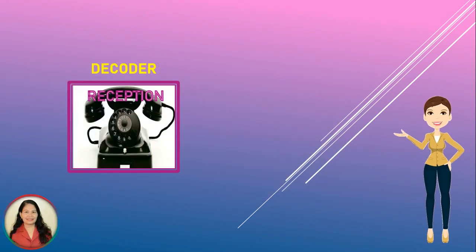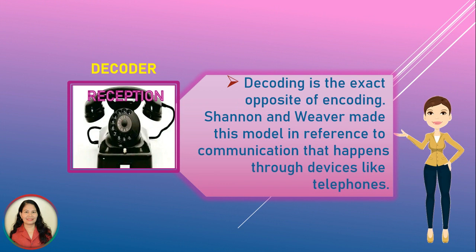The fifth concept is decoder. Decoding is the exact opposite of encoding. Shannon and Weaver made this model in reference to communication that happens through devices like telephones. So, in this model, there usually needs to be a device that decodes a message from binary digits or waves back into a format that can be understood by the receiver.